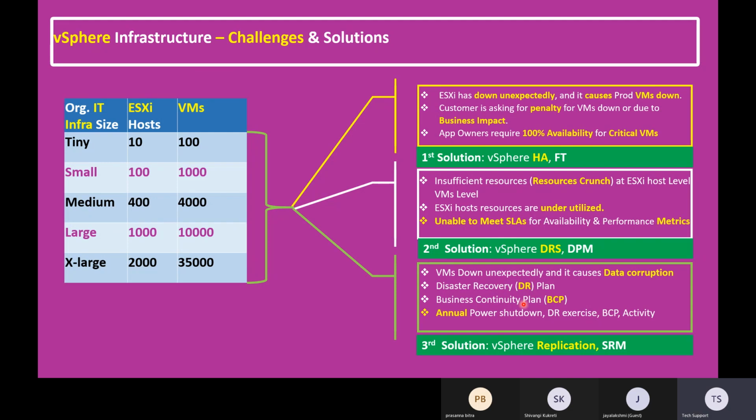vSphere Replication is for the data protection level. It will help you to replicate your data from one data store to another data store, or one storage array to another storage array. That is storage level data restoration. Suppose for my entire data center, entire site, DR and BCP, we have to use another tool called SRM. SRM means Site Recovery Manager. This Site Recovery Manager will provide protection for your entire data center.